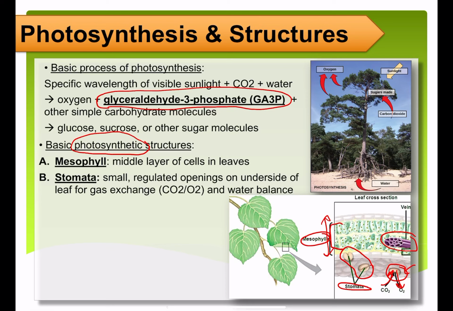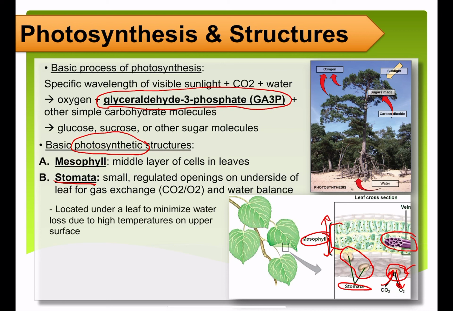But it's just in the opposite direction for them compared to us. So these again are called stomata. It also plays a role in the water balance of plant cells. These stomata are located underneath a leaf because when sunlight hits the top surface of a leaf, water can escape through these openings and cause dehydration. So for plants, it is critical that these openings are located under the leaf to minimize that water loss.